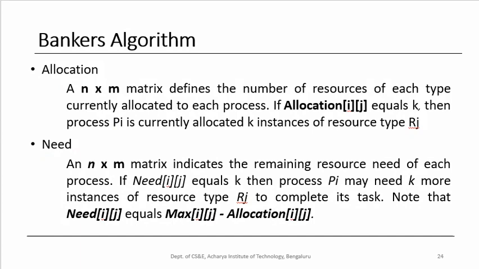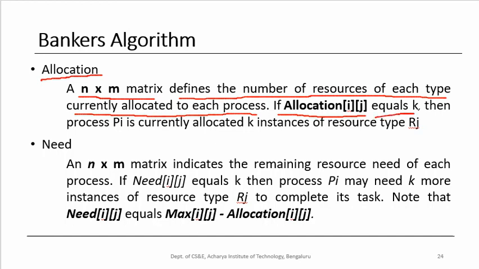The next data structure that is used by Banker's algorithm is allocation. Here the allocation is also an n cross m matrix that defines the number of resources of each type currently allocated to each process. If you take an element of this matrix, allocation of i comma j equals k, then the process Pi is currently allocated k instances of resource type Rj. I hope you understood. Let us take an example.